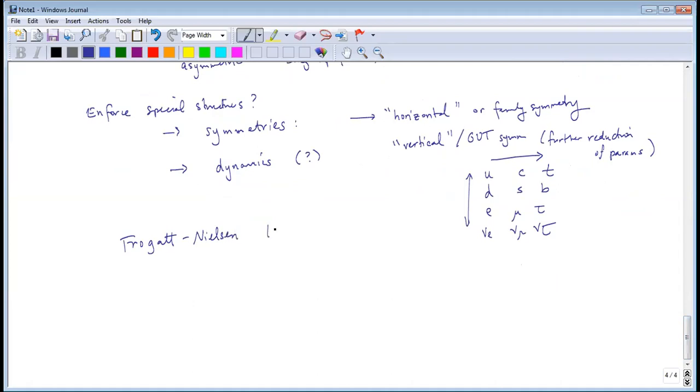Okay, and I believe this is also 1979. So the idea was to postulate a family with horizontal symmetry, GF, that distinguishes the generations. The GF is then spontaneously broken by a new set of fields that go by the name of flavons.